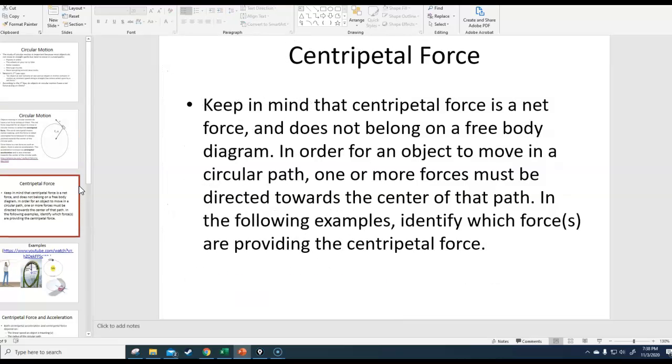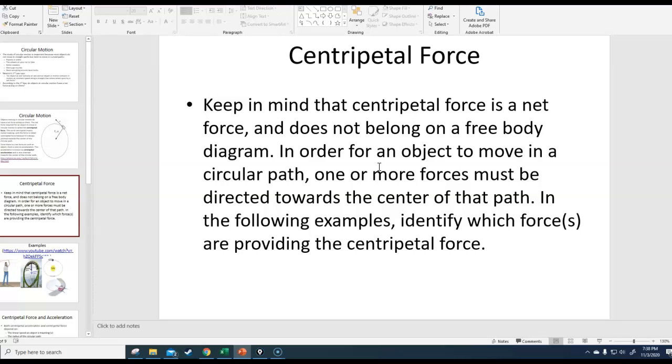Okay, now I do want to remind you that centripetal force is a net force. It is not one of the individual forces we talked about in the past. You would never put centripetal force on a free body diagram, but you still have to have that centripetal force in order for an object to move in a circle. And so what that means is, in order for an object to move in circular motion, it has to have at least one or more forces directed towards the center of the circle.